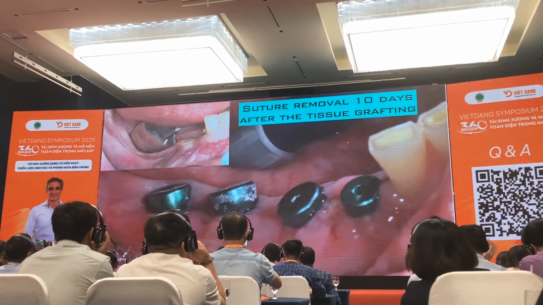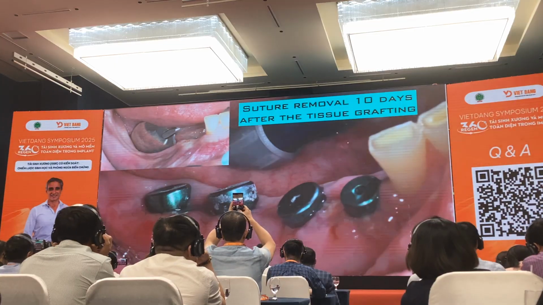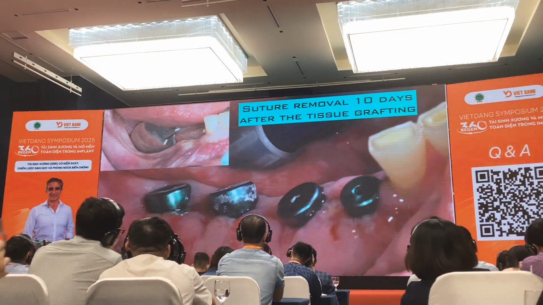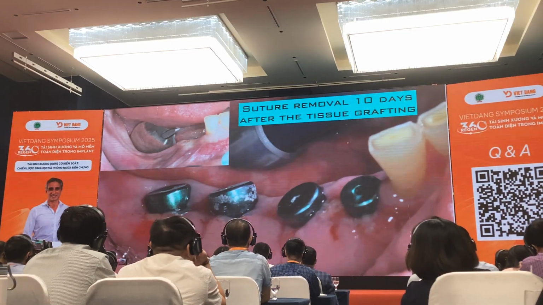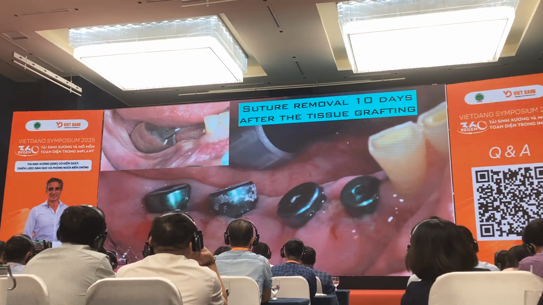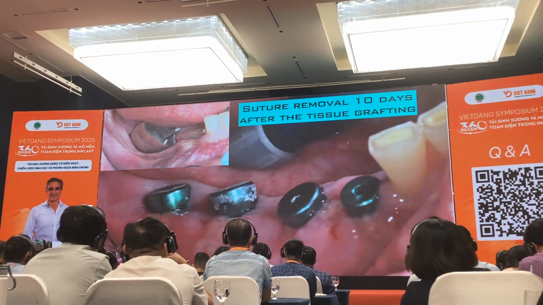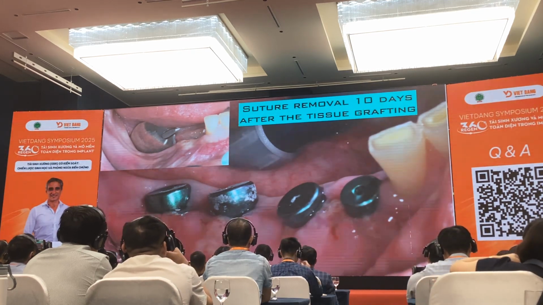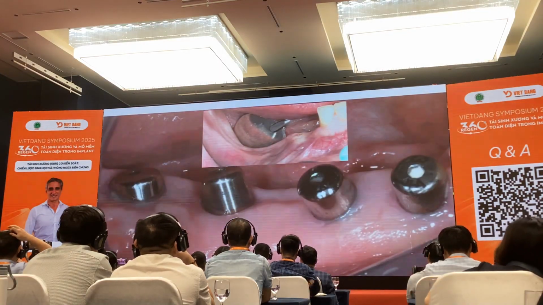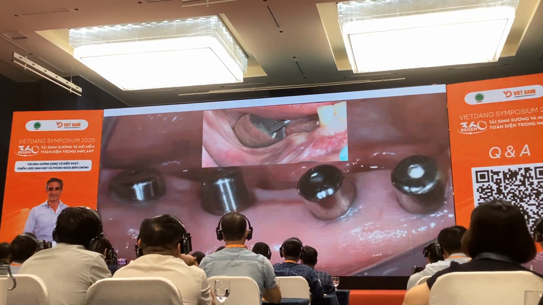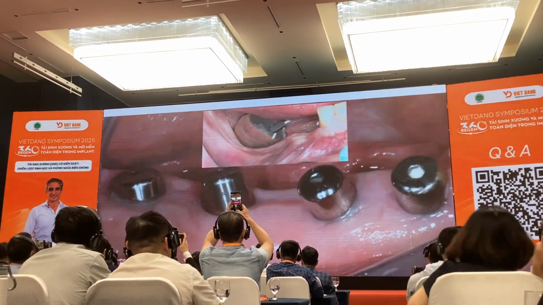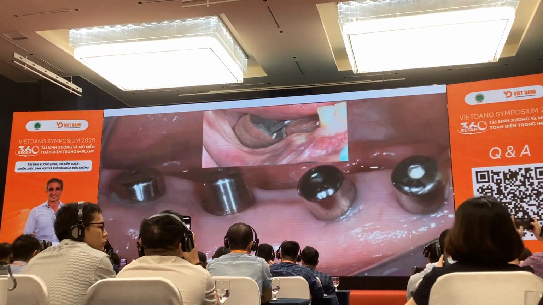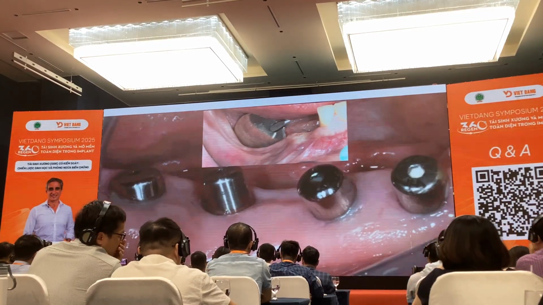And this is the view after 1 week. A perfect integration of the graft. Perfect integration, no necrosis. And this is the maturation of the graft. It is where there were 11 millimeters of vertical bone defect.